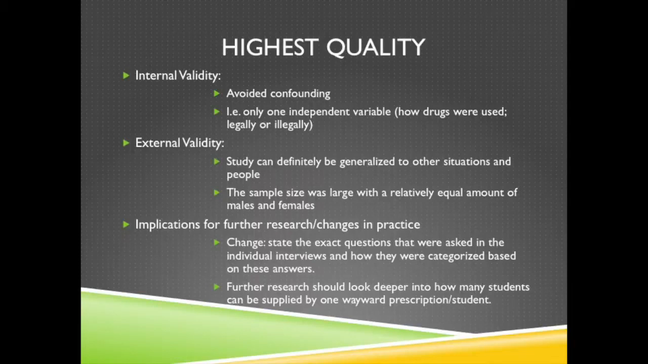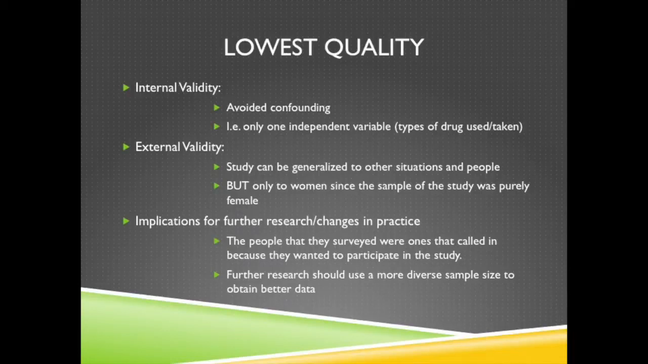In the lowest quality empirical study from my individual research paper, we can see that they did avoid confounding and only had one independent variable. This means the internal validity was high. The study can also be generalized to other situations and people, but only to women, since the sample of the study was purely female. This means that the external validity was not as high. This is because the study may not be valid in other external situations.